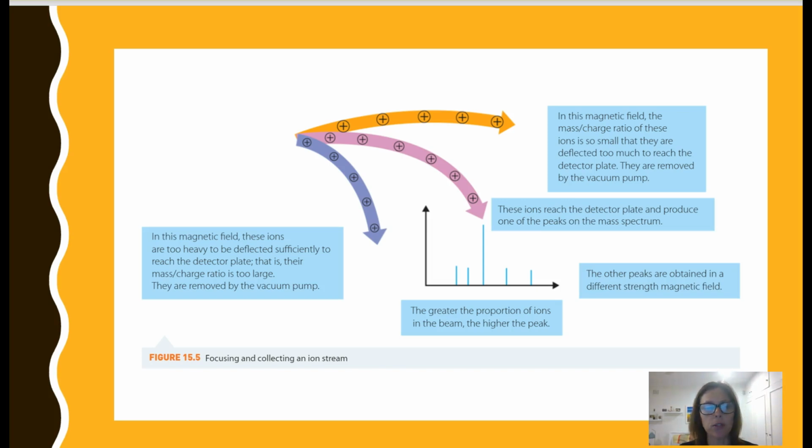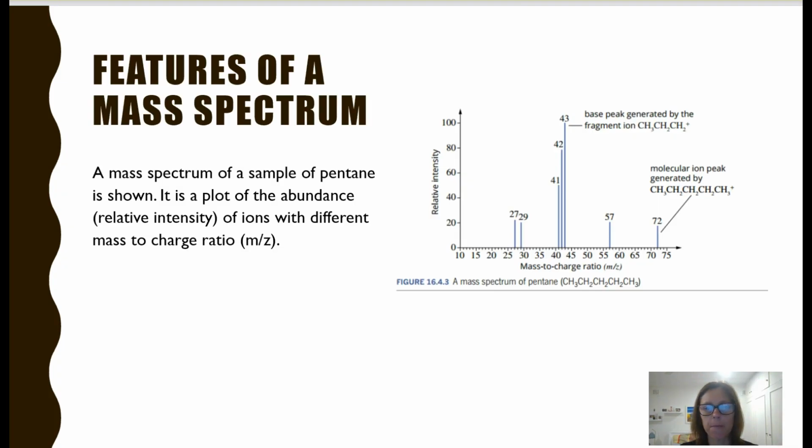So how do we interpret a mass spec? What features are we going to see first of all? Looking at this example here, we've got an example of pentane. What we're seeing is the abundance, relative intensity, and the different mass to charge ratio. Here's its formula given, pentane, and this is our molecular ion. One electron has been knocked off, so that gives our ion a positive charge.